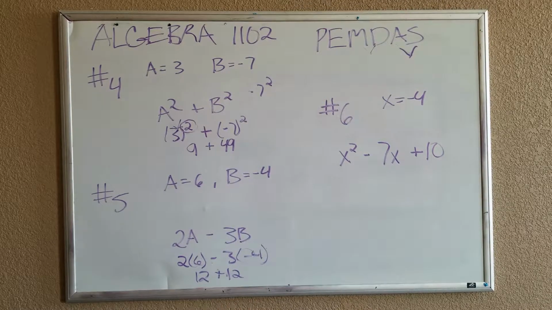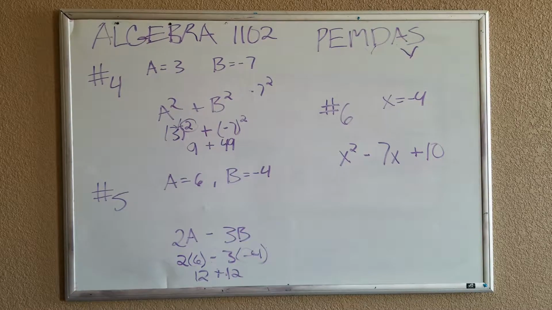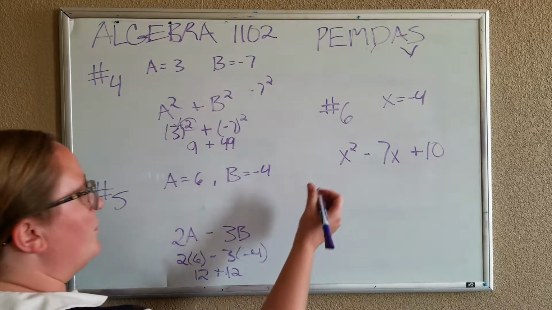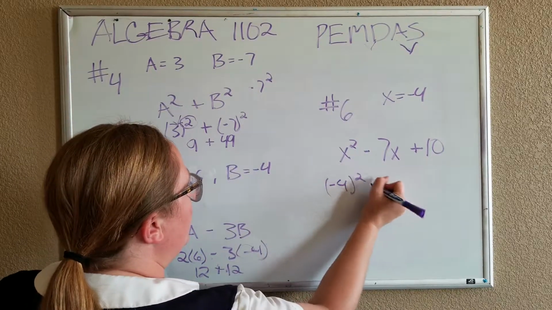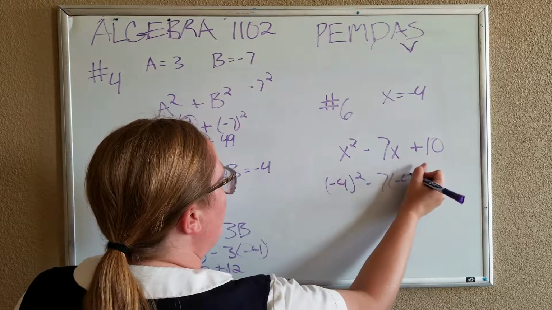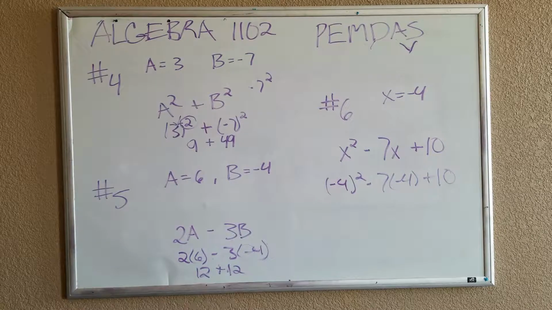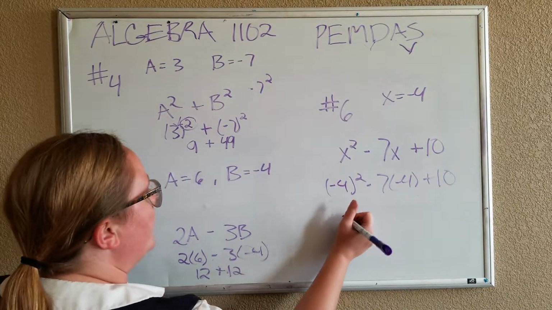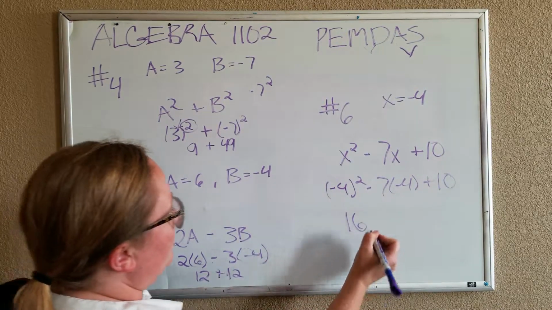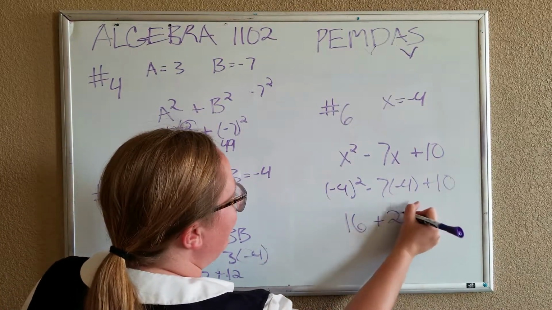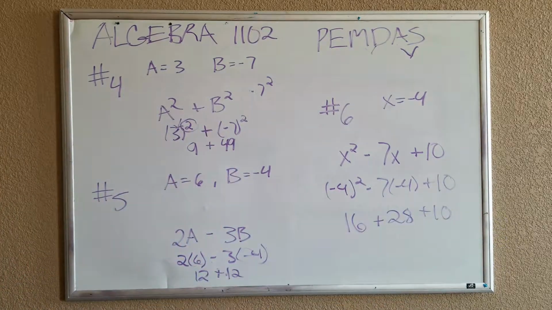And again, on number 6, they want you to substitute into this equation. They say x equals negative 4. So everywhere x is, we're going to put negative 4. Negative 4 squared minus 7 times negative 4 plus 10. All right, so negative 4 squared, negative 4 times negative 4, 2 negatives make a positive 16. And then again, negative 7 times negative 4 gives you a positive 28 plus 10. Add those 3 numbers and you will have your answer.